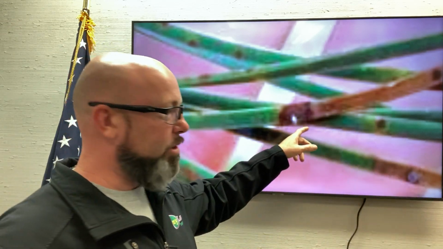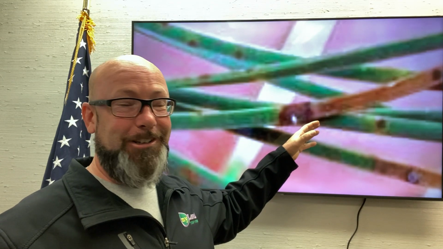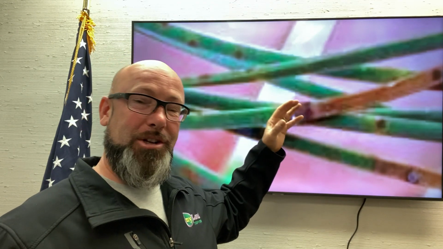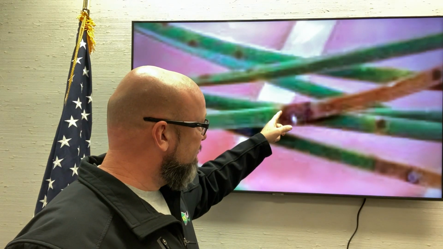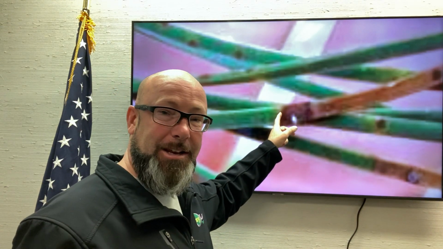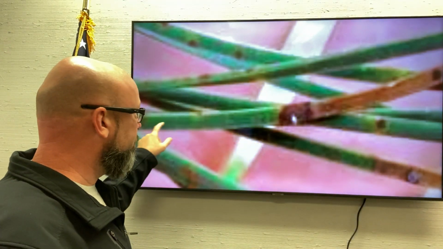If you see these short green needles and the rest of them are really long, that short needle is probably because it's really windy here in central Kansas. We know that. So when that wind rips through these trees, if that needle is damaged enough right here by this banding, it'll just snap it off. So it'll leave you with this little short green stubby needle.